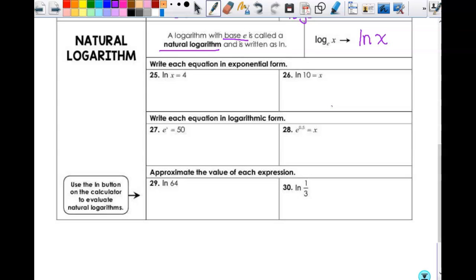So if it says write each in exponential form. The natural log of x equals 4. So what's the base of that log? e. So if I'm going to write it in exponential form, e is my base. e to the 4th power would equal x. Here, e to the x power equals 10. And all we had to do was write it. We didn't have to find anything.